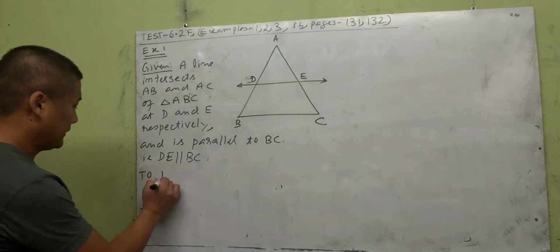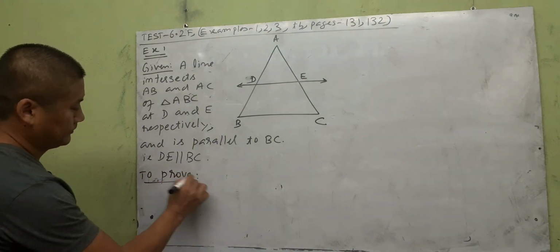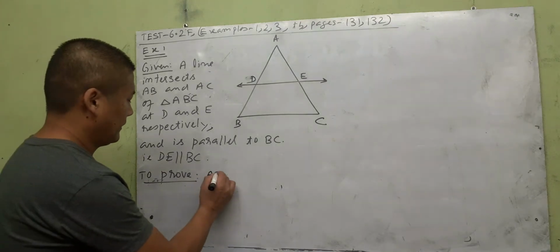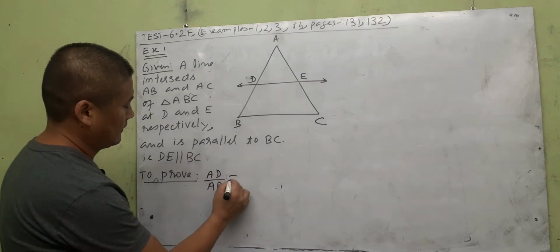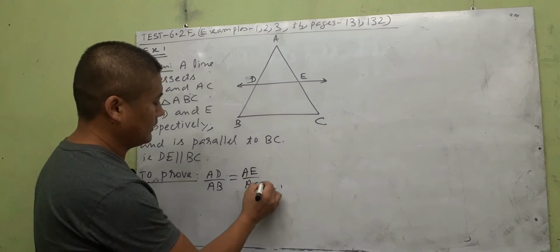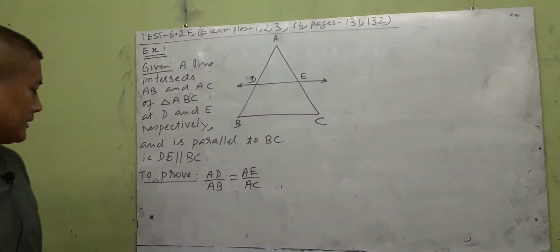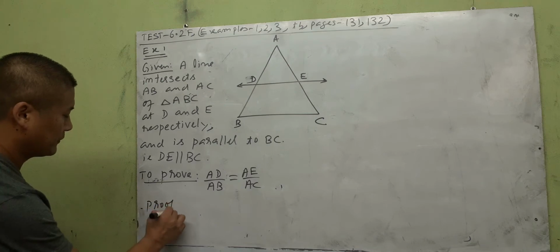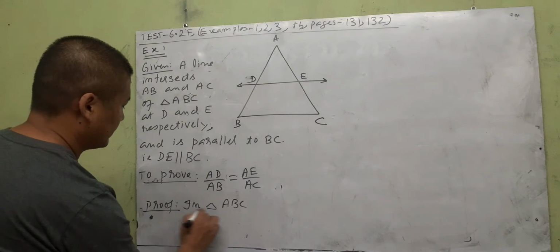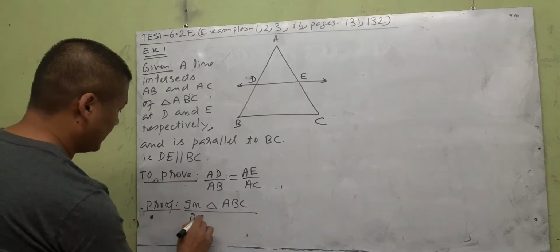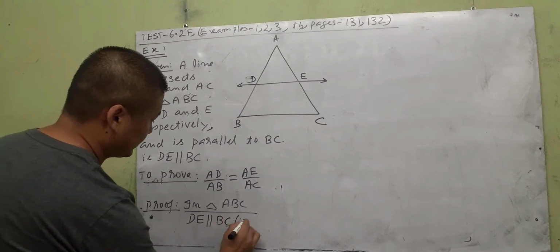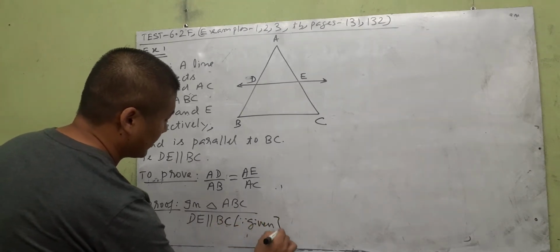So write down, to prove: AD by AB is equal to AE by AC. So to prove this, let us start. Proof means your answer for this. In triangle ABC, already is given DE is parallel to BC. As we know, this has been given in the question like that.